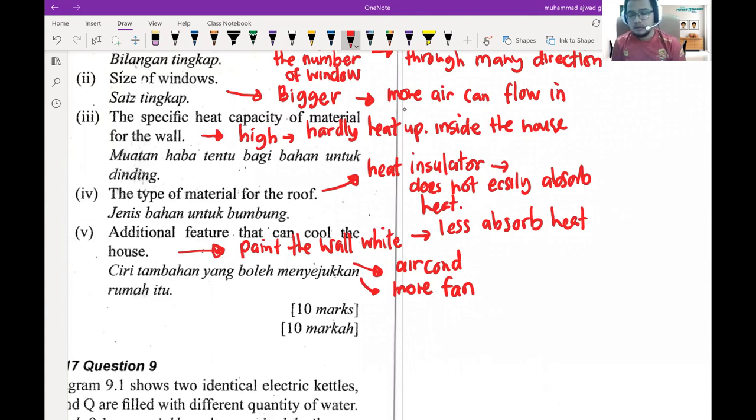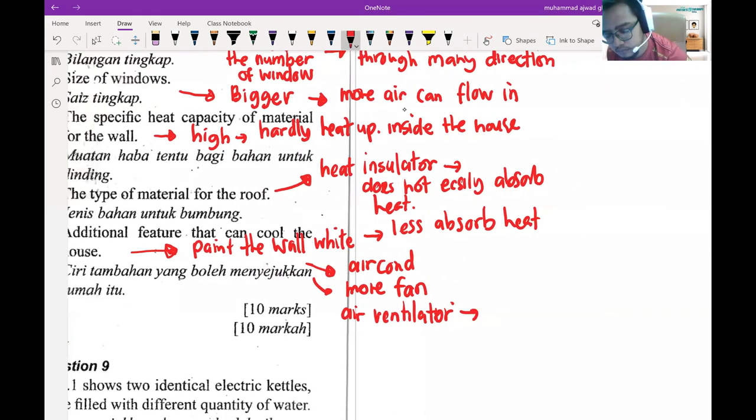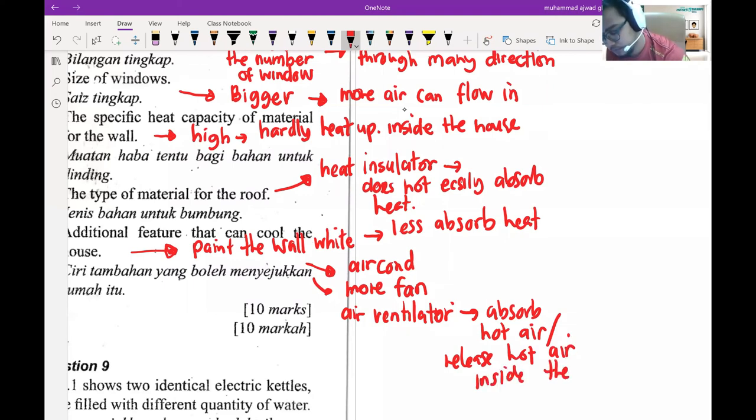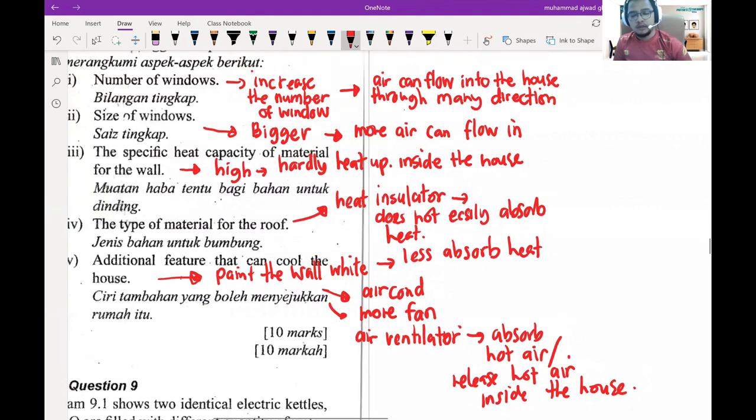Okay. Lagi apa tu? Apa ke nama dia? Airflow. Okay, airflow yang kalau kat rumah kadang dia ada yang korang perasan kat rumah dia bulat kat atas kat bumbung tu. Tu air ventilation. Okay. Install air ventilator. Absorb hot air, ataupun dia akan release hot air inside the house. Ha, dia macam ada kipas. So kipas tu pusing, dia serap udara panas naik ke atas. So air ventilator. Okay, tu semua yang korang boleh tambah.